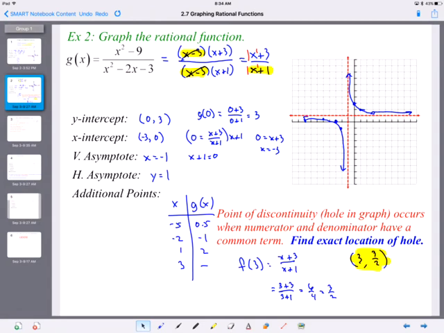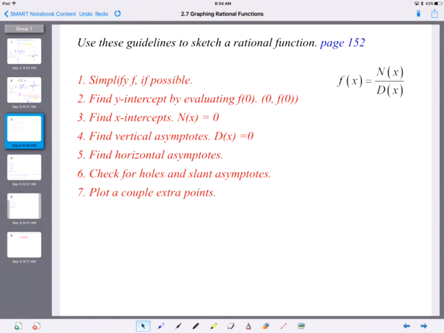And so here's some guidelines that you can use to sketch a rational function. They're on page 152 in your textbook. It's really just the process that we just went through. We want to make sure that the function is simplified if possible. That has to happen on step 1. Once you do that, you can find your intercepts. Then you can find your vertical and horizontal asymptote. You check for holes and slants. We haven't talked about slant asymptotes yet. And then we're going to plot a couple extra points.